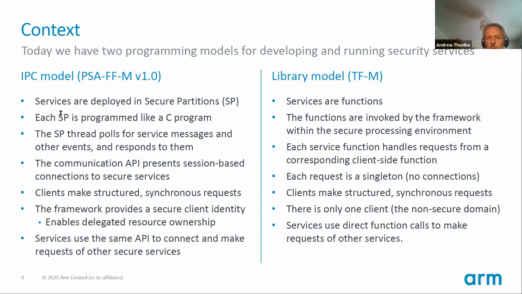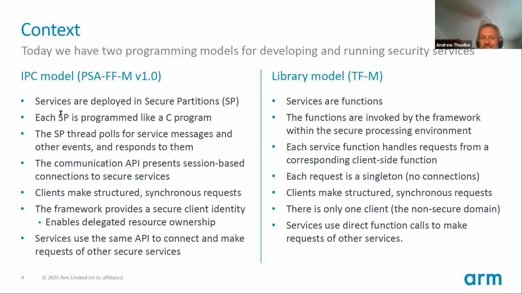So the contrasting library model, which is the TF-M implementation that was first developed, is where the services are functions, and the functions are invoked by the framework within the secure processing environment. So the context for execution is something the framework defines, and it's like a callback to the service function. And when that callback returns, then the request completes. So each service function has a request from a corresponding client-side function. That's the idea: there's a client function, which when you call it, basically takes the parameters through the security boundary, through some dispatching code and into the service function.